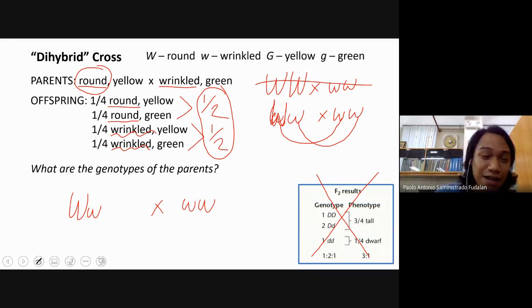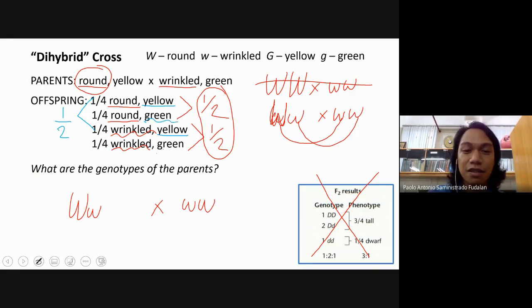Now, let's look at the next character, the color. Let's look at the yellow. 1/4 plus 1/4 yellow, that's one half yellow. If we look at the green, 1/4 plus 1/4 green, that's going to be one half green. So basically the same ratio as the previous one. Let's look at the phenotype of our parent. The second parent is green, so obviously that's already a small g, small g.